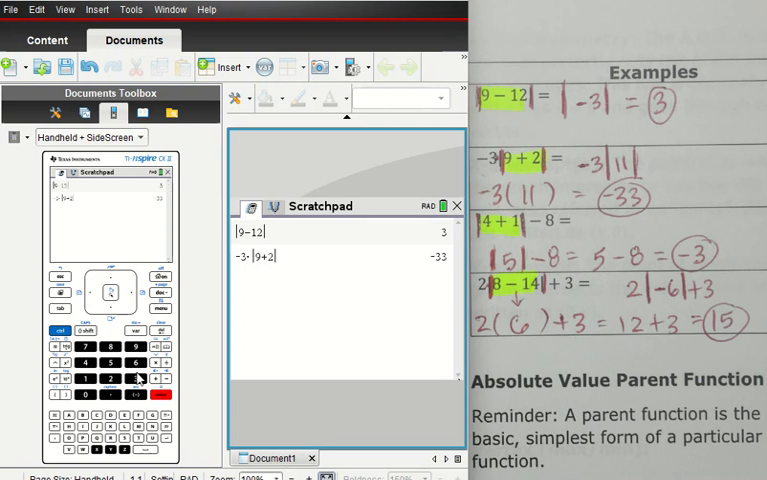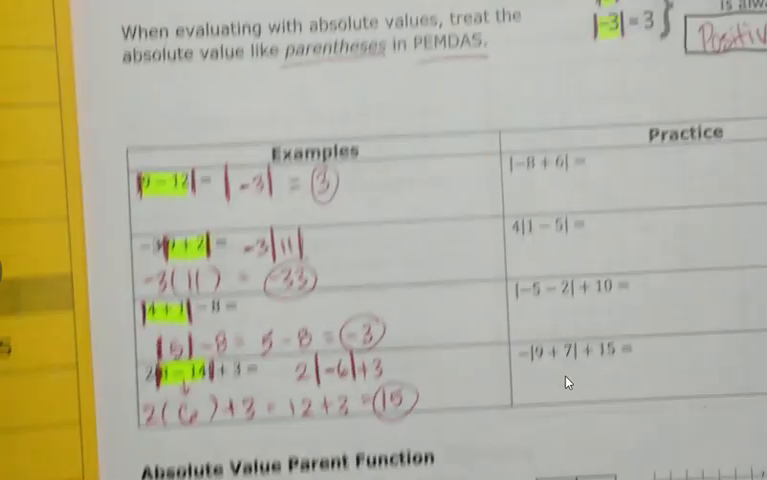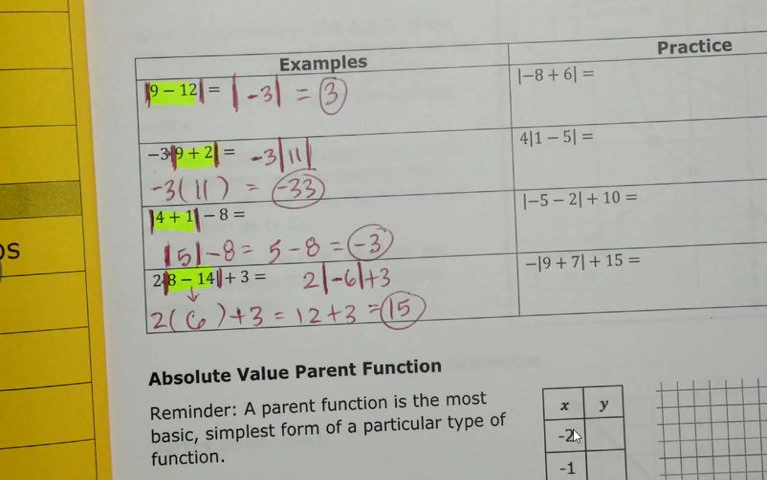And then the next one is absolute value of 4 plus 1. And outside of the absolute value, so we're going to move to the right to get out of the absolute value, minus 8. That's negative 3. And the next one is 2 as a coefficient, absolute value of 8 minus 14. Get out of the absolute value, and then we're going to add 3. So that's 15. So notice that all these answers that we got in the calculator are the same answers we got manually. All right, so that's an introduction of how absolute value works in an evaluation of expression.